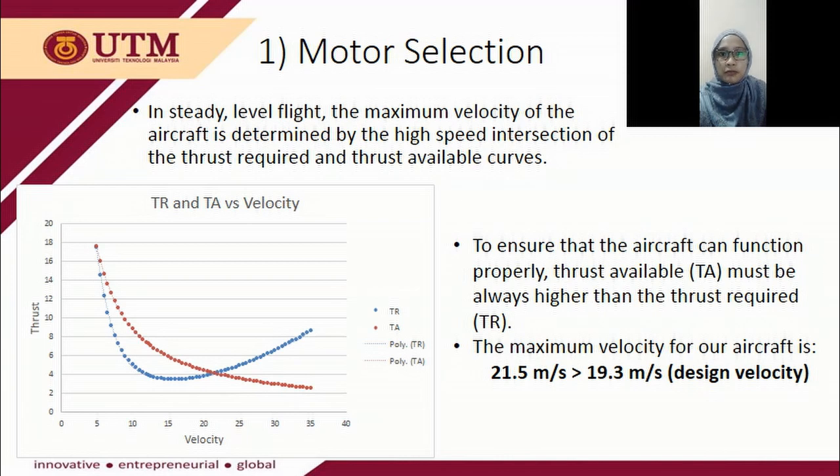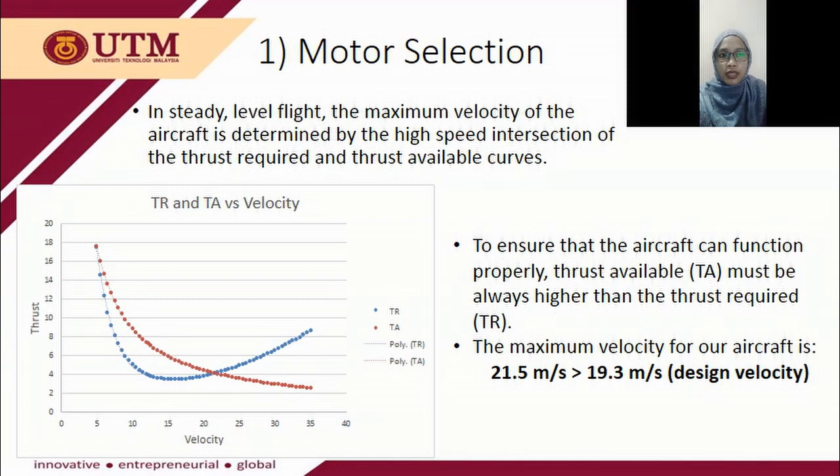From the data we obtained from the manufacturer, we built the TR and TA graph versus velocity. From the intersection between TR and TA, we obtain the maximum velocity for our aircraft, which is 21.5 meters per second, which is more than the design velocity for our aircraft, which is 19.3 meters per second. So it can be concluded that the motor used in our aircraft can always provide enough thrust to the aircraft.